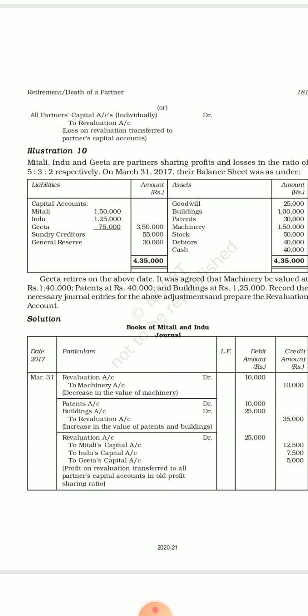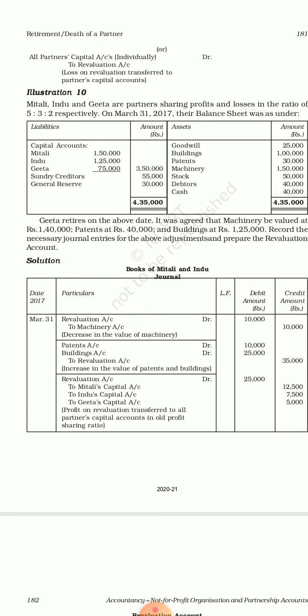Profit is 35,000, loss is 10,000. That means the net difference 25,000. Profit is more. So 25,000 is profit on revaluation, and I told you profit or loss, whatever it is, from the revaluation account will be shared between all the partners in the old ratio. So I think you understood how the 25,000 has come as a profit, and since it is a profit, that will be credited to partners capital account.